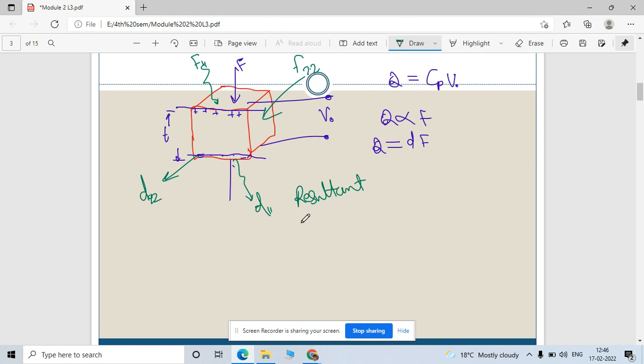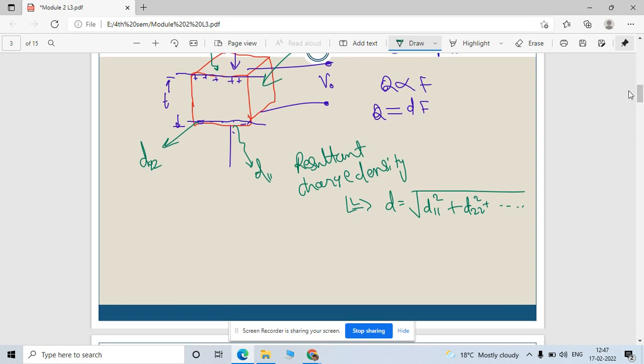If I consider the net, or resultant, charge density of your crystal, d is nothing but the square root of the sum of squares of all the charge densities available on that crystal. So this is d11 squared plus d22 squared, up to the number of densities available for the particular crystal. Okay, so this is one.